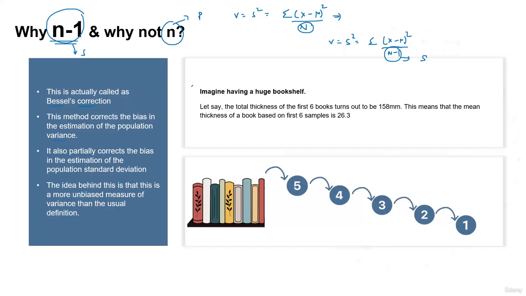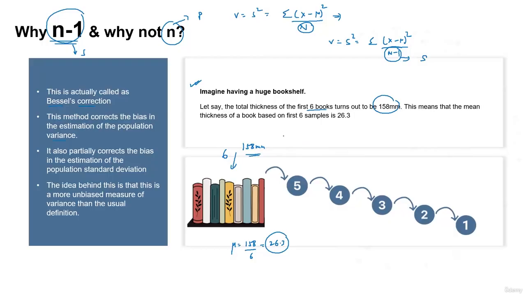Imagine you have a bookshelf. Let's say the total thickness of the first 6 books turns out to be 158 mm, which means the mean will be 158 divided by 6, which is 26.3. That's my mean thickness. Now you take out and measure the first book's thickness, which is called 1 degree of freedom, and that is 22 mm.